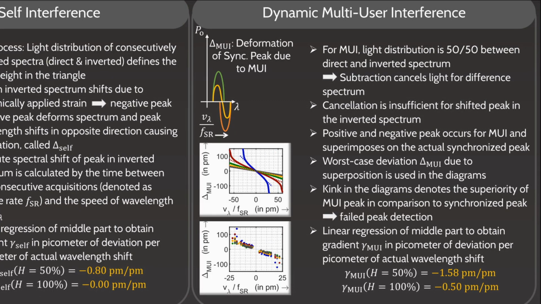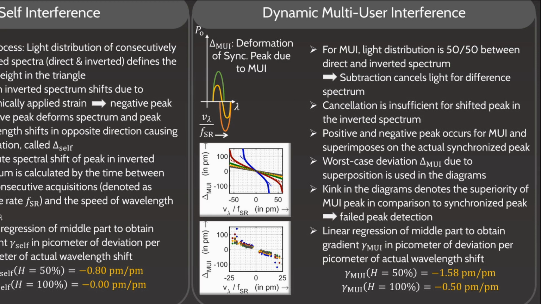For dynamic multi-user interference, dynamic strain causes a shift of the peak in the inverted spectrum. The cancellation is insufficient and a positive and negative peak occur in the difference spectrum. They superimpose on the desired synchronized peak and lead to deformation of the peak shape. The deviation due to this deformation is, for a peak height of 50%, equal to -1.58 picometer per picometer of wavelength shift between direct and inverted spectrum.